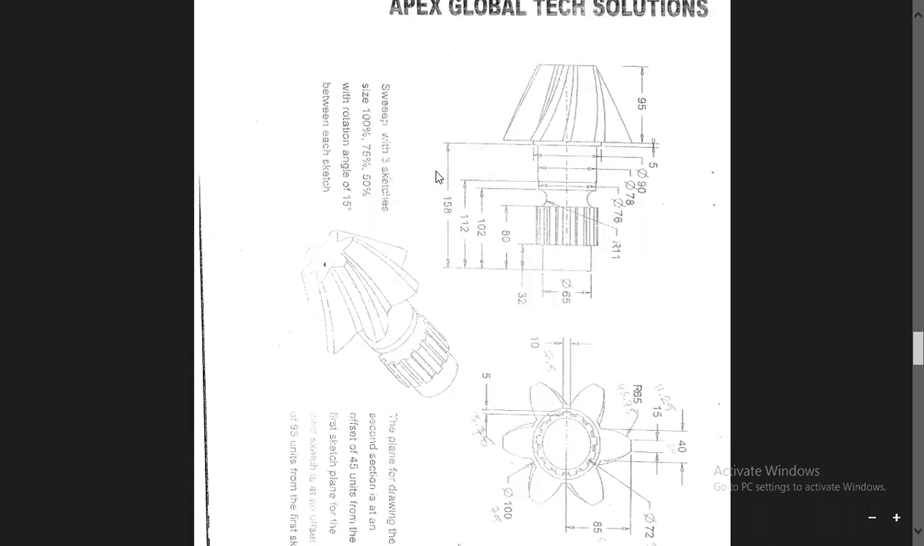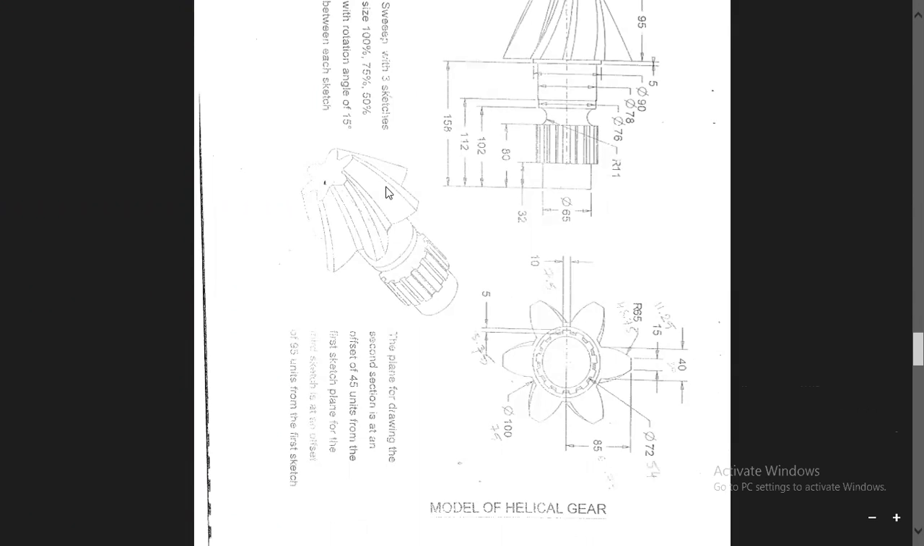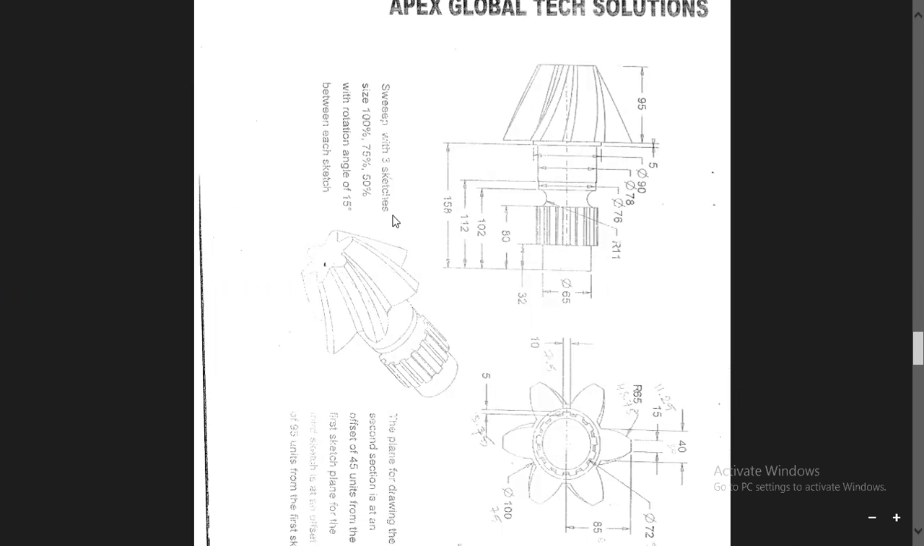So you can see there is a helical gale here. To create this helical gale, he has given some conditions, right? Can any one of you just read out this part? Sweep with 3 sketches, size 100%, 75%, 50%, with rotation angle of 15 degree between each sketch.